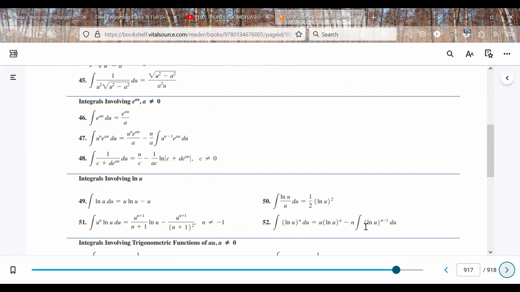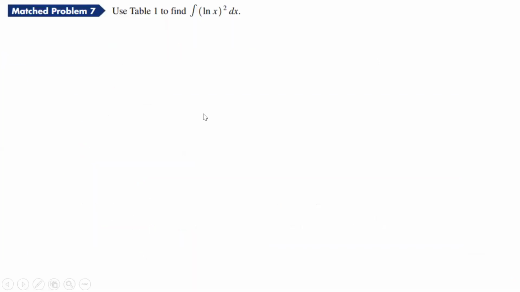But then what happens is we're just going to end up with the ln of u once we do that first time, because remember, we have a squared. So if we have a 2, that's going to be a 1 here. So we're also going to have to use 49. We're going to have to use 52 and 49 because after our first one, we go to 49. So this one was kind of a double whammy. So on this one, we're going to use number 52 first, and then we're going to do number 49.